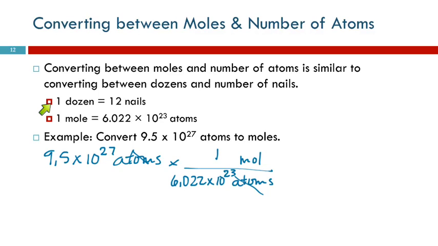Just like it would be silly to say that 12 dozen is equal to 1 nail, it's very silly to say that 1 atom is equal to 6.022 times 10 to the 23rd moles. That's backwards. So then you do the math. This number is one of the reasons you have to know how to use scientific notation on your calculator. I have not yet seen a calculator that would allow me to enter that number in decimal form. That's a 6 with 23 zeros after it.